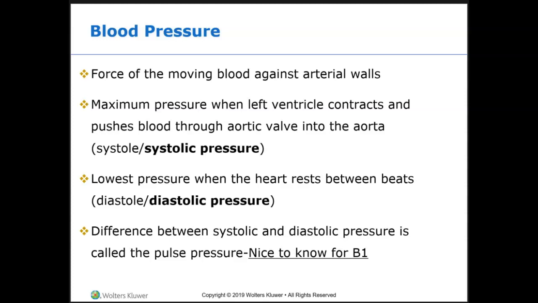Blood pressure, right? So the blood pressure is the force of the moving blood against the arterial walls. We have our systolic pressure on the top and the diastolic pressure on the bottom. The systolic pressure is the maximum pressure when your left ventricle contracts and pushes the blood through the aortic valve into the aorta, and then out to the body. The diastolic pressure is the lowest pressure when the heart is resting between the beats. The difference between your systolic and diastolic pressures is called our pulse pressure. This should be a little bit of a reminder from anatomy and physiology, okay?